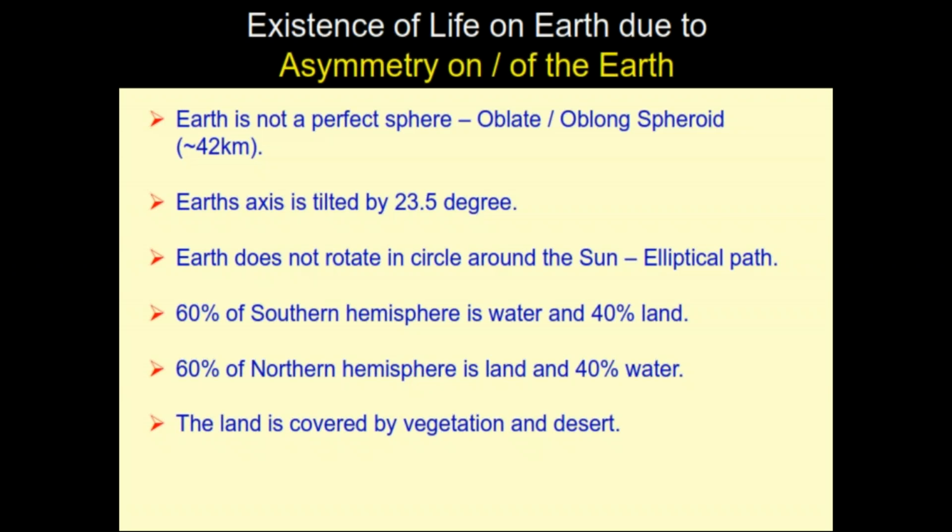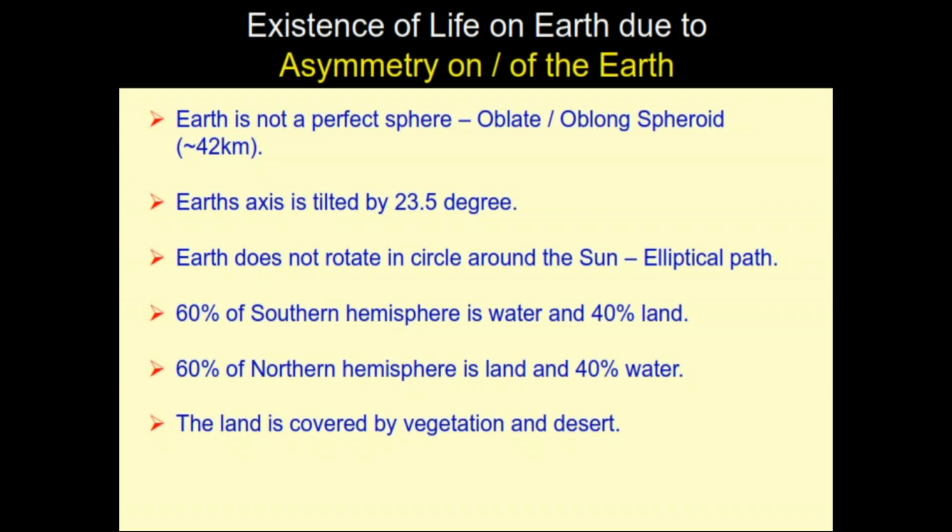Sometimes we say that the earth is spherical. Of course, we know the earth is not spherical, it is an oblong spheroid, and it has about 42 kilometer spheroid diameter, and the earth's axis is tilted by 23.5 degrees. And of course everyone knows that the earth is rotating around the sun, but not in a circle, it is an elliptical path around the sun.